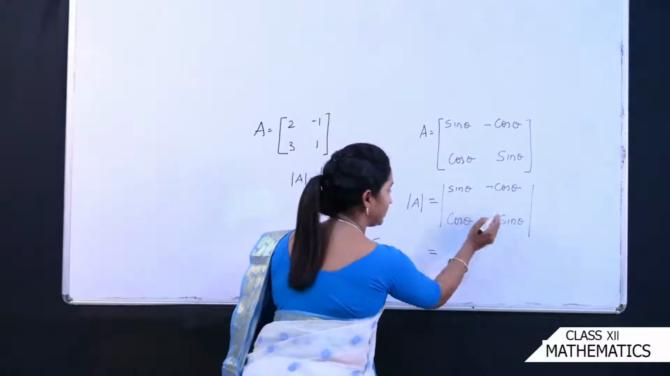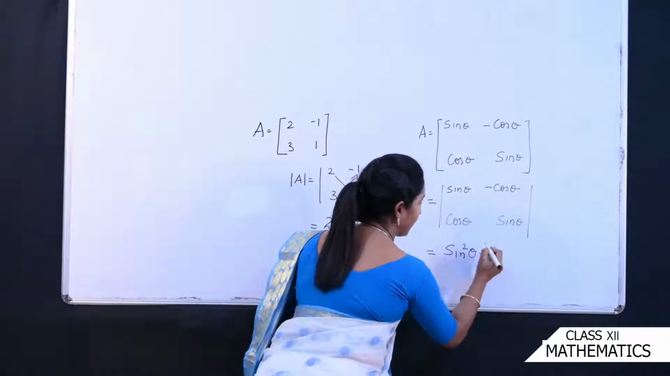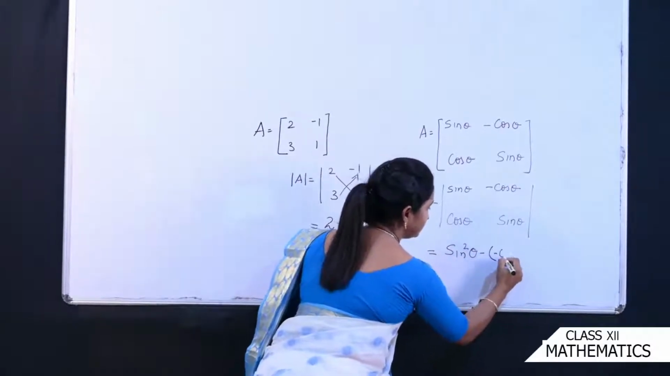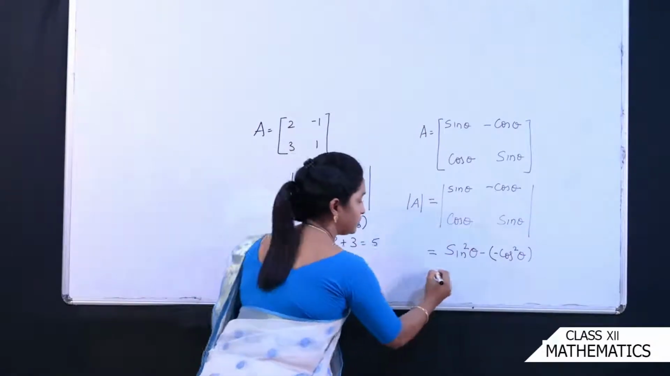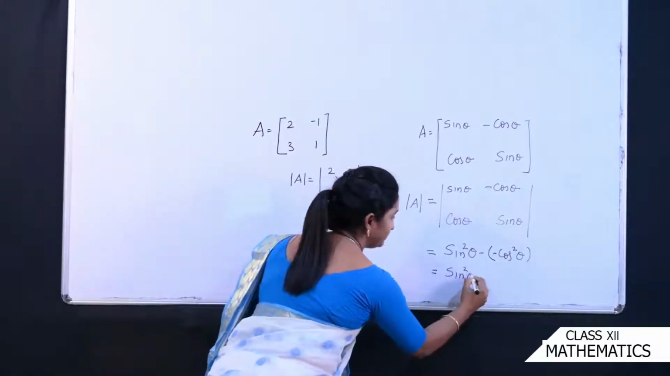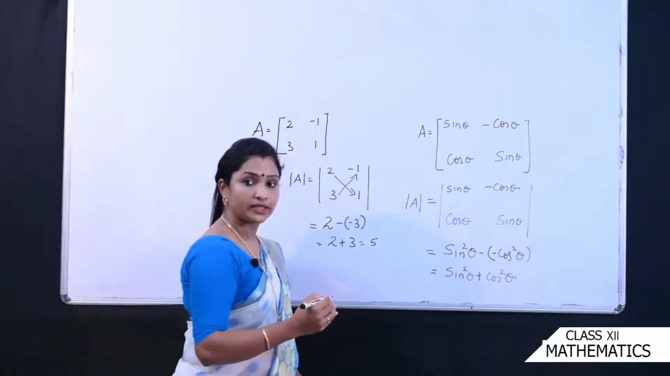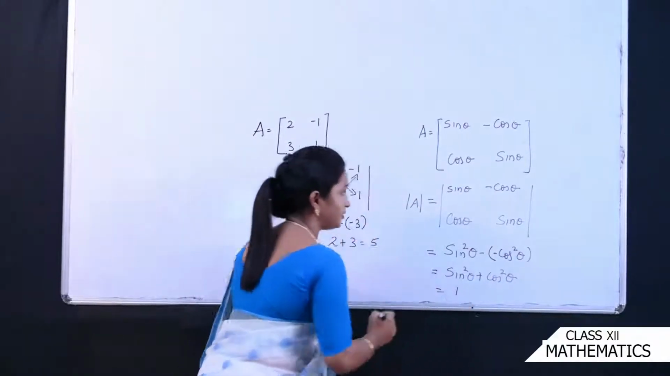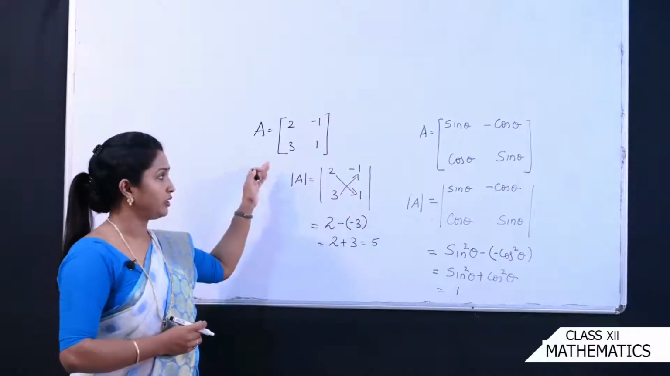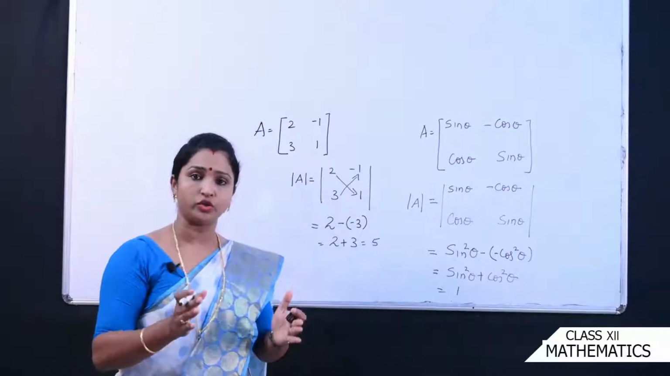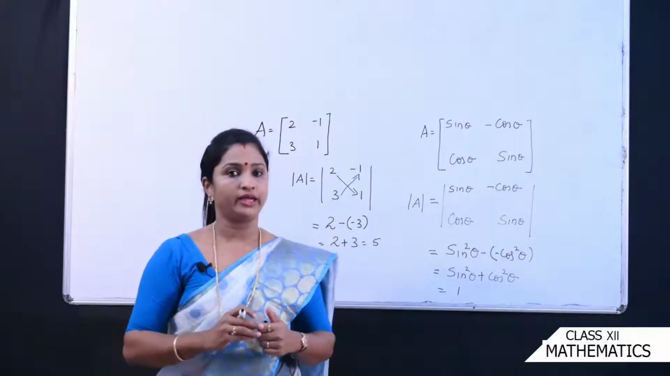So sin theta into sin theta is sin square theta minus of minus cos square theta when you multiply. So finally you're getting sin square theta plus cos square theta, and that is equal to 1. Clear? So I think determinant of a matrix of order 2 is clear to you. Whenever you're getting a matrix of order 2, very simple, you have to just cross multiply and put a minus sign in between, and you'll be getting the answer.